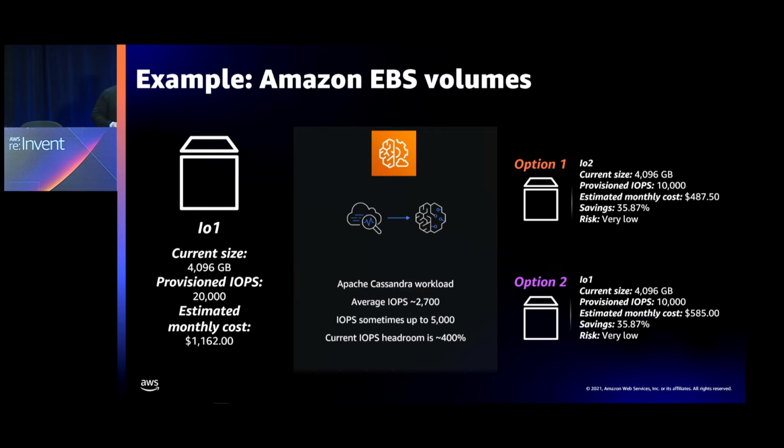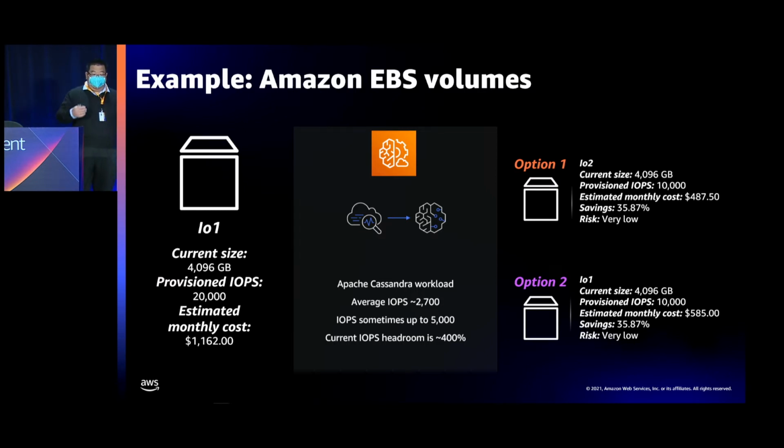Currently you have a 4 terabyte EBS volume. You provision 20K IOPS. Monthly cost is over $1,000. Utilization is pretty low, around 2,700. And we will recommend IO1 and IO2. IO2 is actually the next generation of IO1. We don't have storage space utilization metrics here, so we're not going to touch the size of the volume.